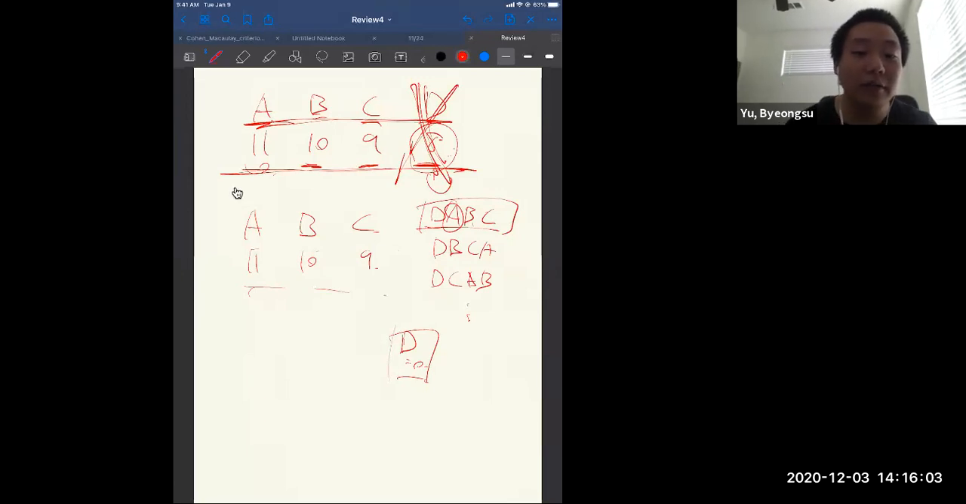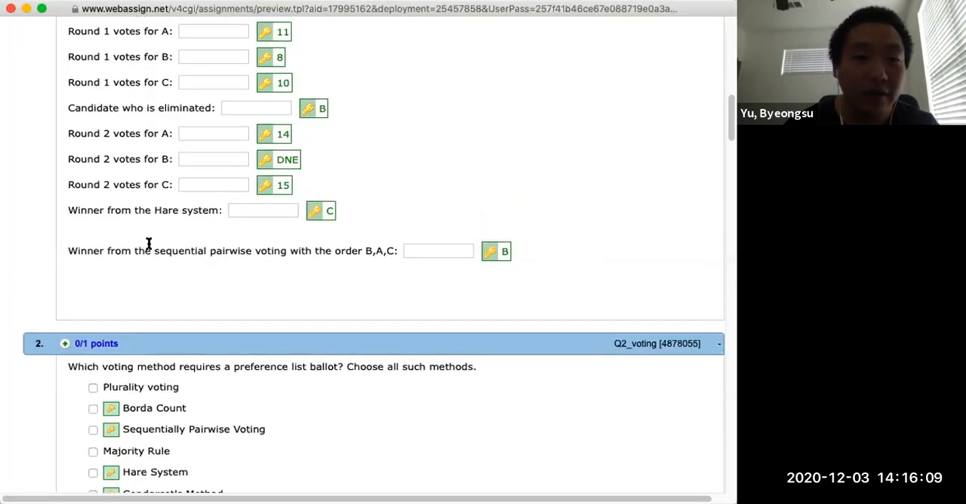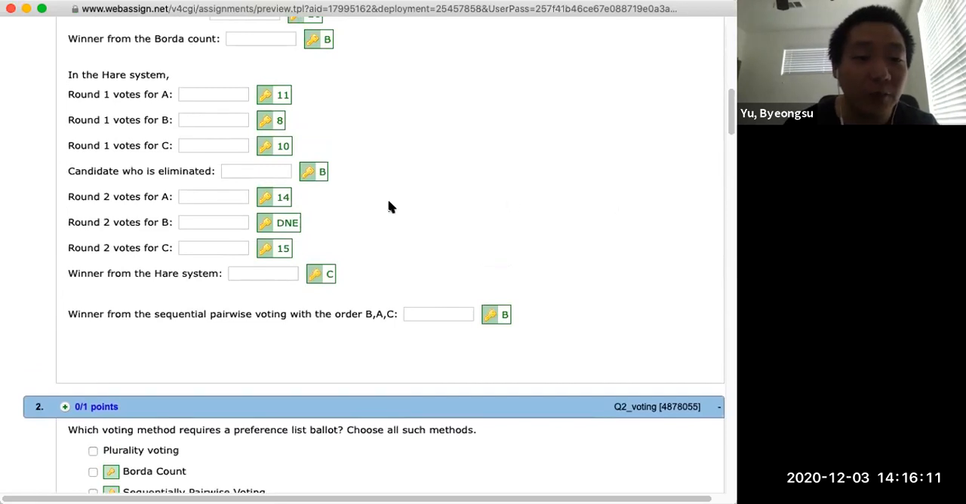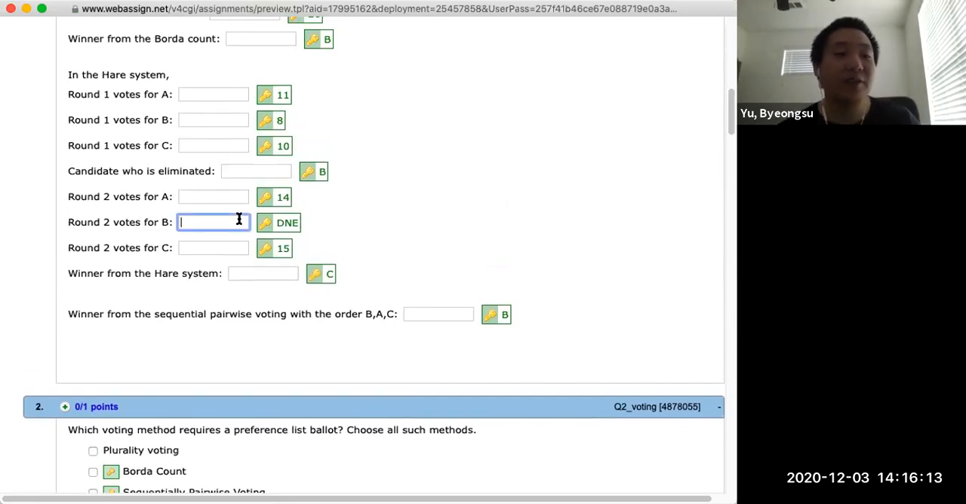Oh, in the WebAssign, okay. In the WebAssign, the eliminated one is B. So actually, I think this is DNE because B is not even in round 2. But yeah, you can think of it as 0. So in the exam, I will definitely consider 0 the same as DNE. So don't worry too much about that.